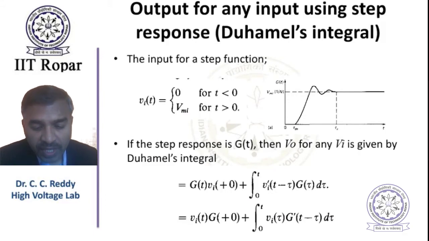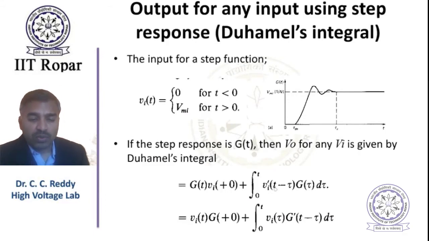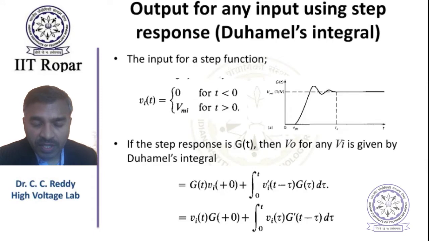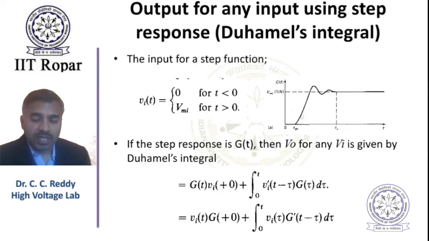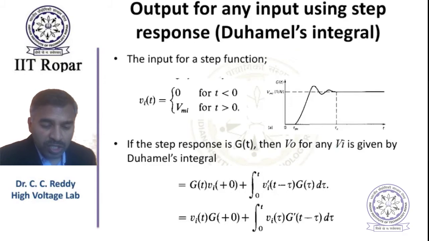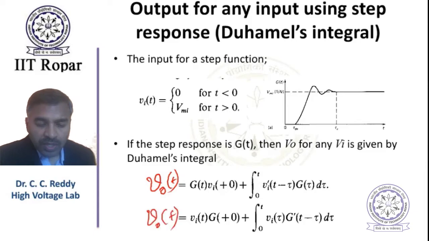But from that you can derive, by simply using differentiation, that the step response gives you the impulse response. By using that you can prove these two. So this is V out of t, V output of t, or this is V not t again, which can be expressed in terms of step response using this integral. That's it.